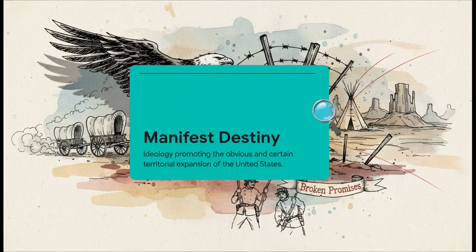This was the 19th century ideology that basically justified U.S. territorial expansion across North America as something that was just obvious, certain, and meant to be. But in practice, this ideology was used to rationalize taking lands that were already occupied, and it led to a brutal series of coerced treaties, broken promises, and intense military pressure on native nations.